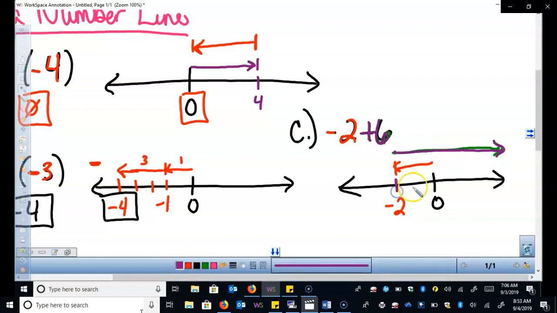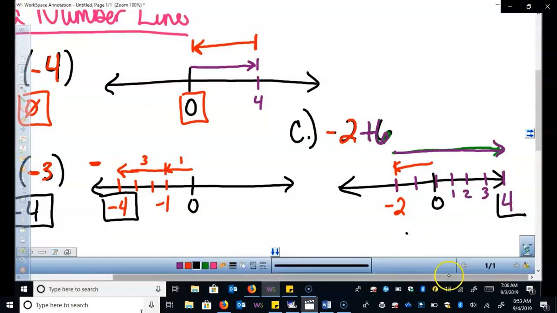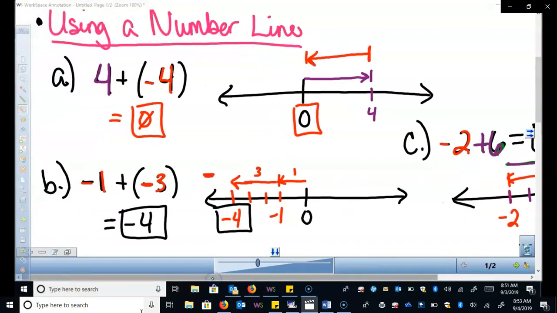And now we have to figure out where we're at. So 1, 2, 3, 4, 5, 6 spots right there. What is that? Well, we have 0, 1, 2, 3, 4. Our answer is 4. Okay, all right. And that's how we use number lines in order to add integers.